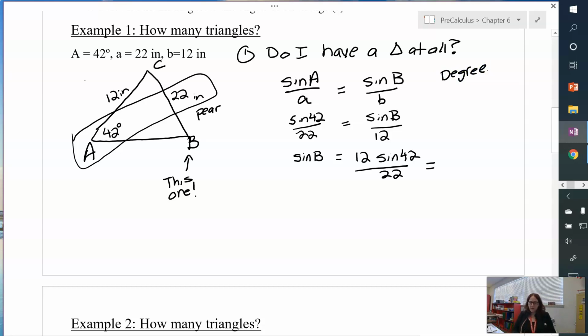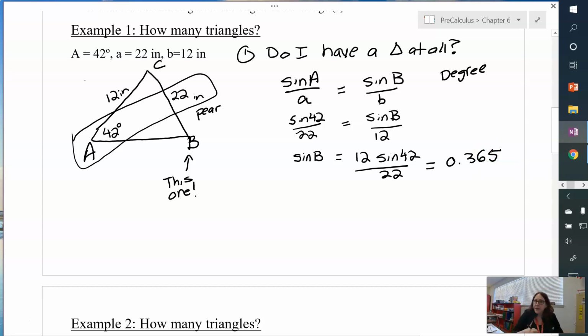So on my calculator, I'm going to make sure I'm in degree mode. I am. So I'm going to do 12 times the sine of 42. I'm going to divide that by 22. And I got 0.365.